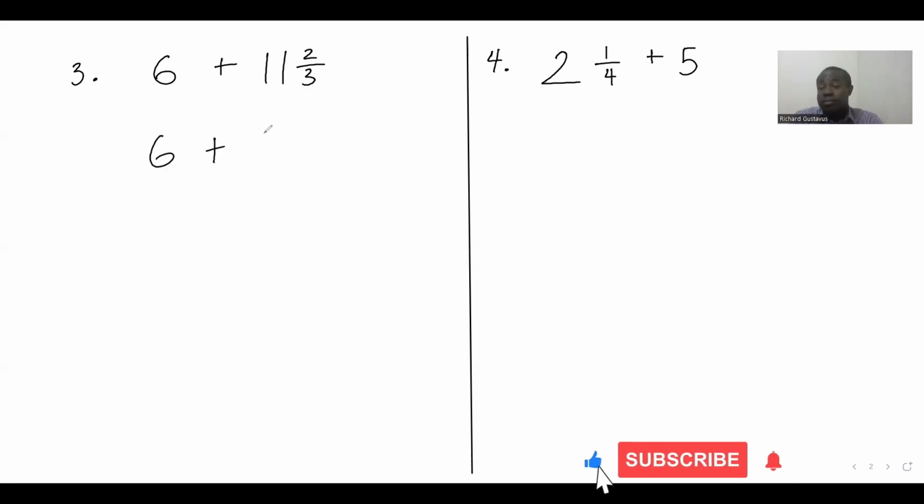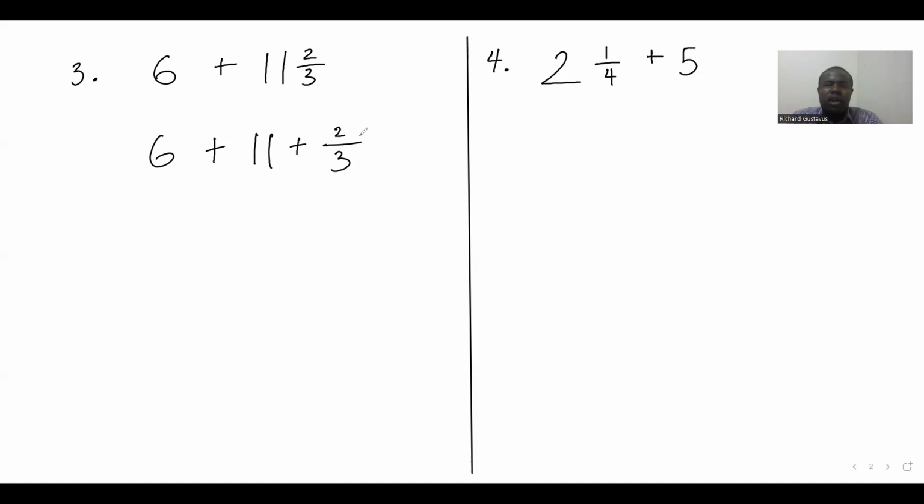Now, 11 and 2/3, that can be expressed as a sum of the whole number, which is 11, and the common fraction, or more specifically, the proper fraction, which is 2/3. So again, a mixed number can be expressed as a whole number plus a common fraction, and that common fraction is normally a proper fraction, not an improper fraction. So that was a mistake I made earlier.